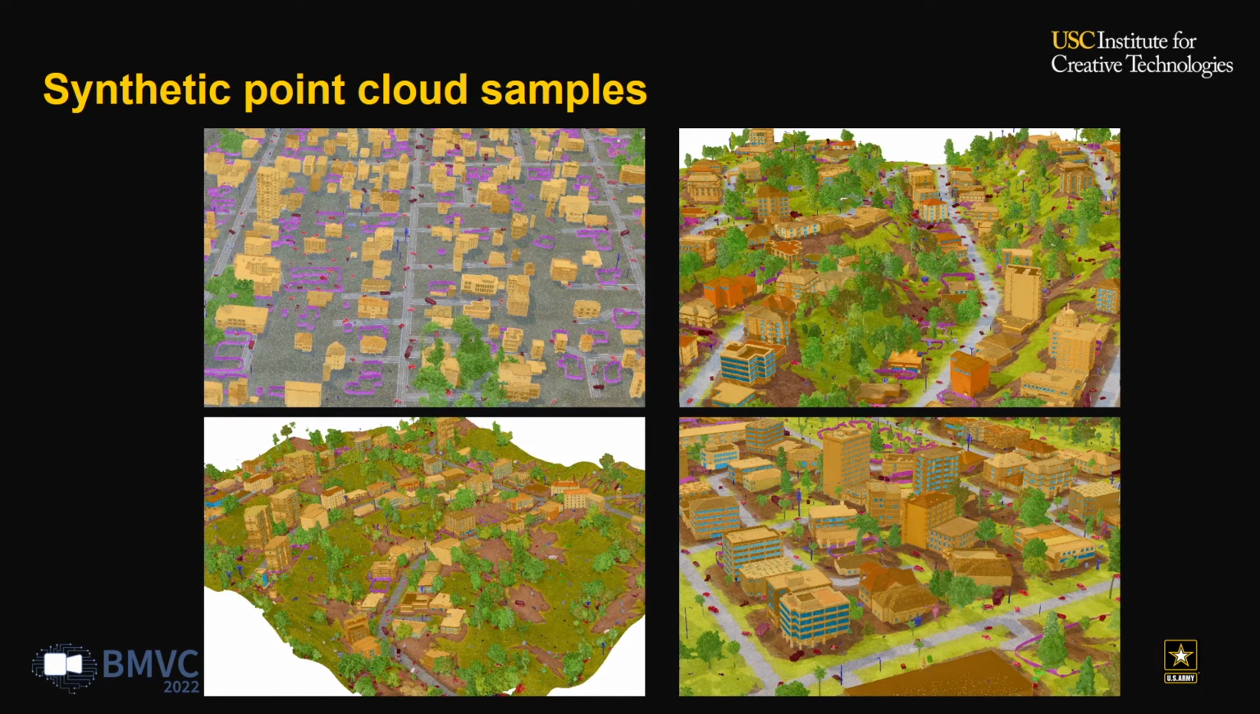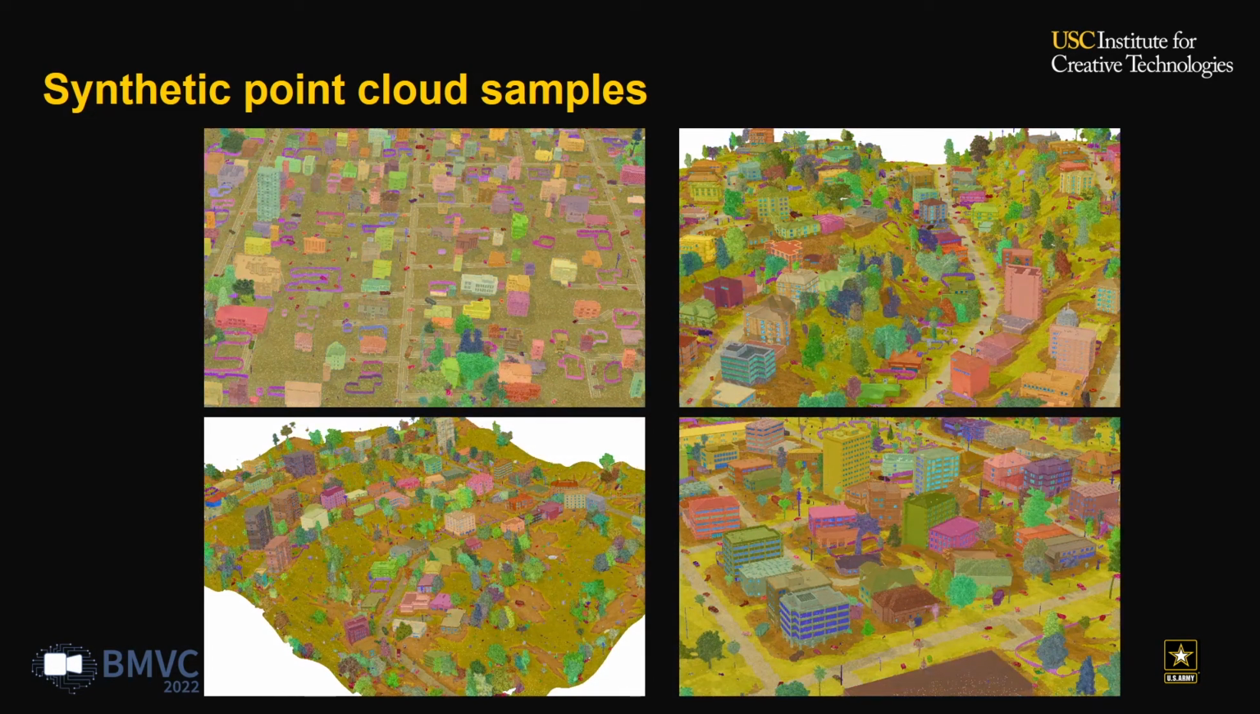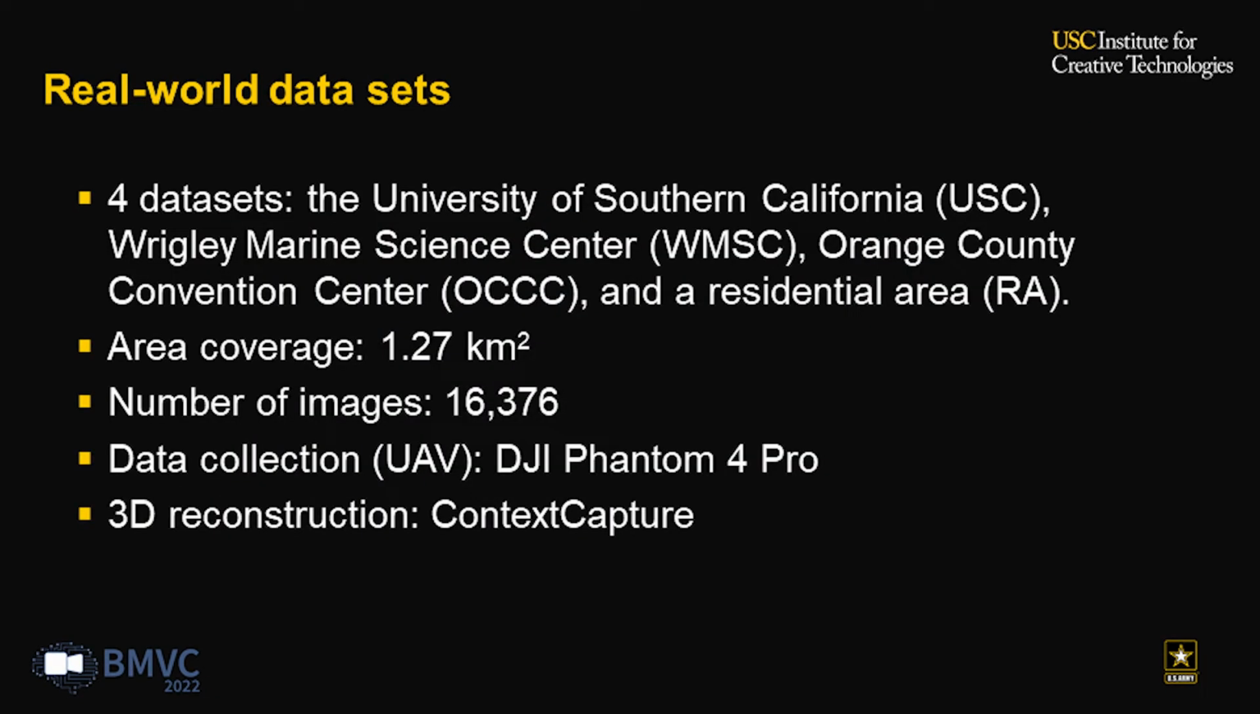Here are the semantic annotations. And here are the instance annotations. For validation purposes, we also created 4 real-world datasets, including USC, WMSC, Orange County Convention Center, and a residential area. That total covers 1.27 square kilometers.